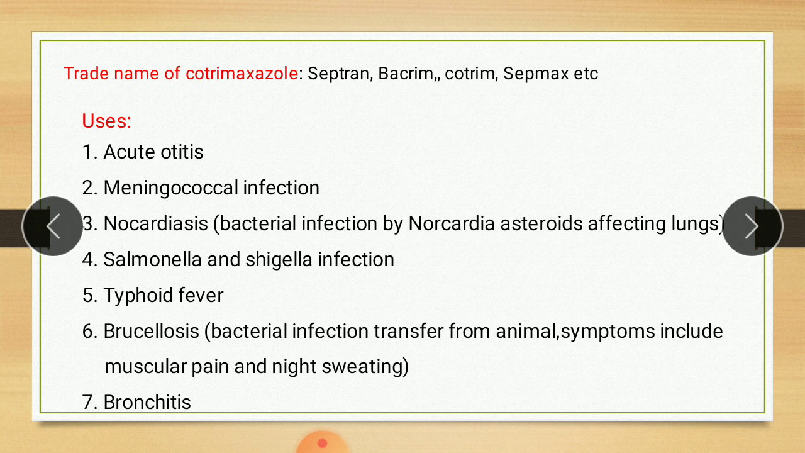It is also used in typhoid fever. Next use is brucellosis. It is a bacterial infection, generally transferred from animals to human beings, and symptoms generally include muscular pain and night sweating. This combination is also used in bronchitis, that is inflammation of the bronchi. So these are the uses of Cotrimoxazole.